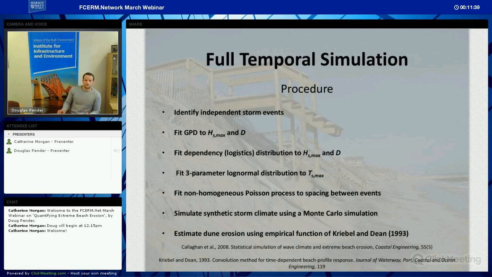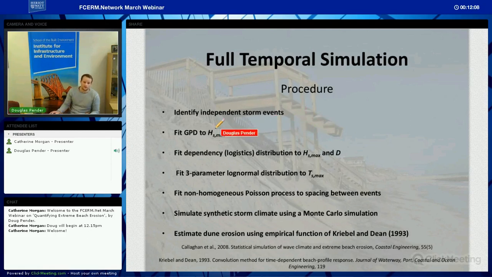So this whole thing was progressed by a group down here, Dr. David Callaghan at the University of Queensland in Australia. He came up with a modelling methodology called the full temporal simulation. It's a combination of a statistical model and an empirical model that estimates dune erosion. So this is the procedure here.